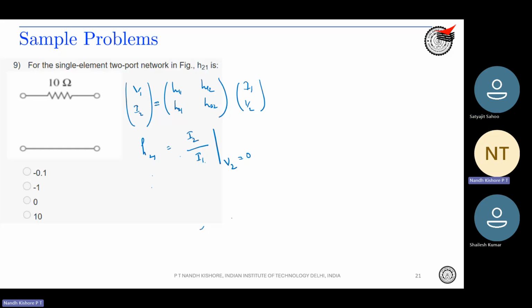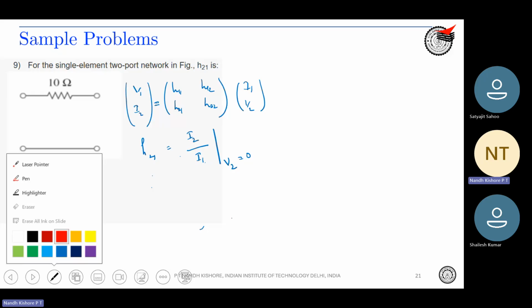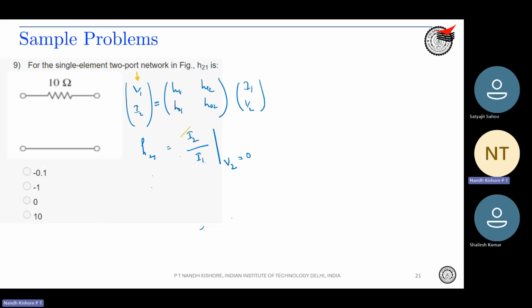See, in the output, what are your independent variables? These are your dependent variables, correct? V1 and I2, and your independent variables are I1 and V2. So you remember the superposition theorem. What did we do for the superposition theorem? Disable. So let's say there are two independent sources in the circuit, right? Let's say I have a 40 volt source and a 20 volt source. I will first see the effect of the 40 volt source, disabling the 20 volt source, and vice versa, correct? The same way here also, I am having two independent variables.